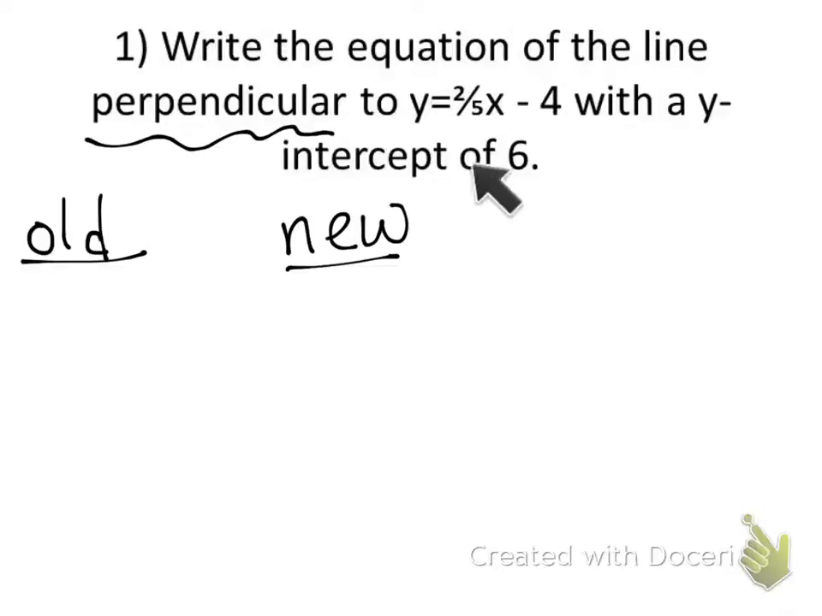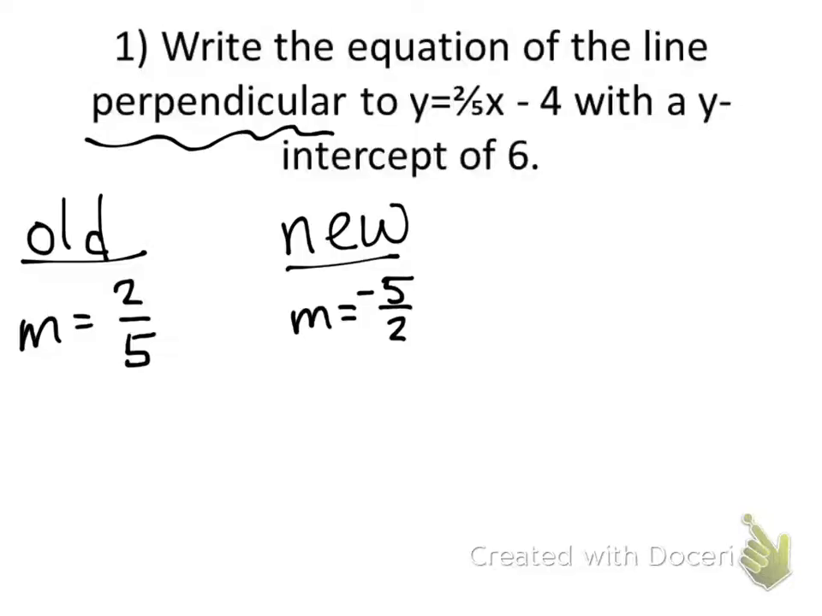What is the old slope of this line? 2 over 5. So m is 2 over 5. We want the opposite reciprocal of that. So my new slope will be what? 5 over 2, and you make it a negative. So the new slope is negative 5 over 2.